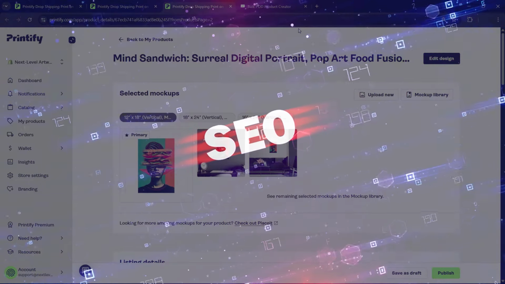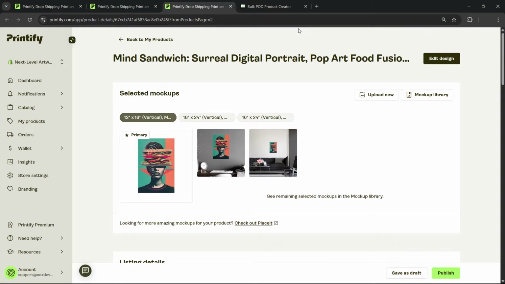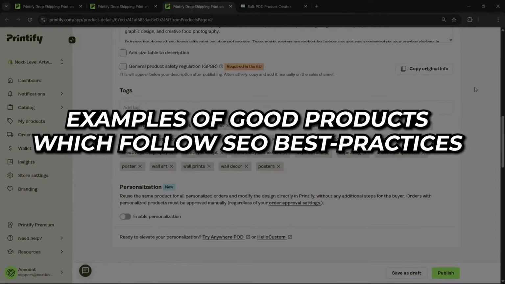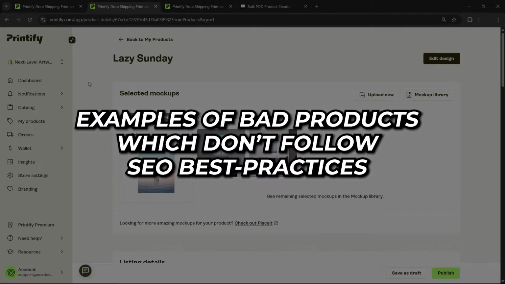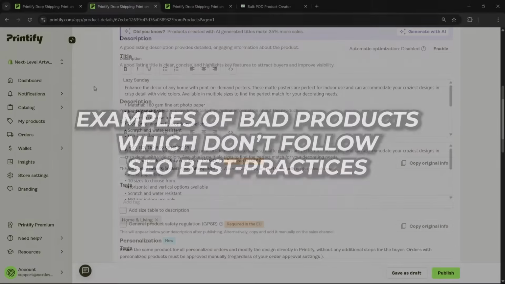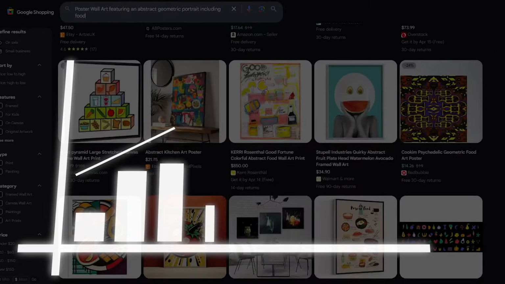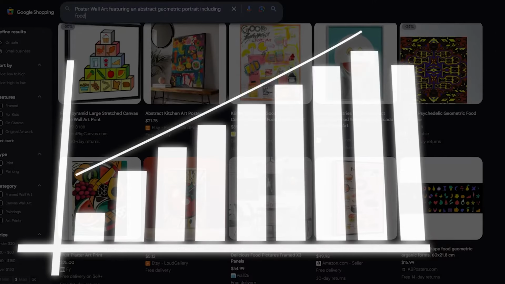How to create SEO-optimized print-on-demand products. That's what we're going to talk about in this video here. I'm going to show you some examples of good products that do indeed follow best SEO practices, and we're going to compare that against products that do not follow these best SEO practices. So you can learn what to do, what to avoid, so that you can ultimately maximize the amount of organic traffic that your products are getting from the search engines.